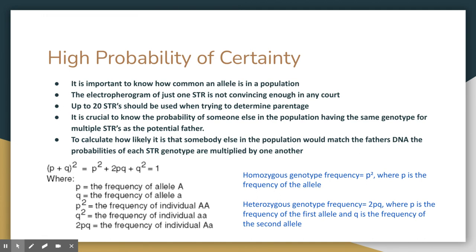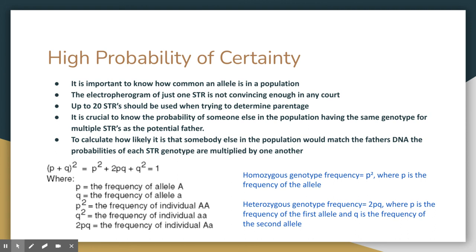It is important to know how common an allele is in a population. Allele frequencies tell you how common a particular allele is in a population. A low frequency means there are a lot of alleles at the STR site. The electrophoregram of just one STR on its own is not convincing enough in any court. It is critical to know the probability of someone else in the population having the same genotype for multiple STRs as a potential father. Individual STR probabilities are calculated in two different ways.